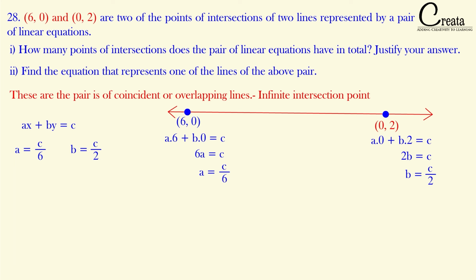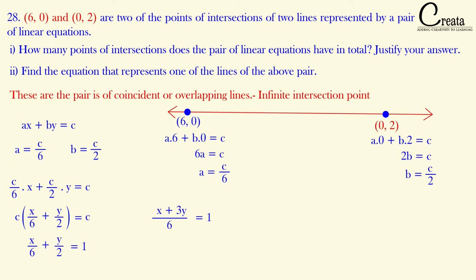So let's put the values of a and b in the general equation of the line. Here, let's take c as common. We got x upon 6 plus y upon 2 is equal to 1. Let's take the LCM as 6. It will be (x + 3y) upon 6 is equal to 1. So we got the equation of the line as x + 3y = 6. This is the answer of the second part. So we have done with this question. Let's move to the next question.